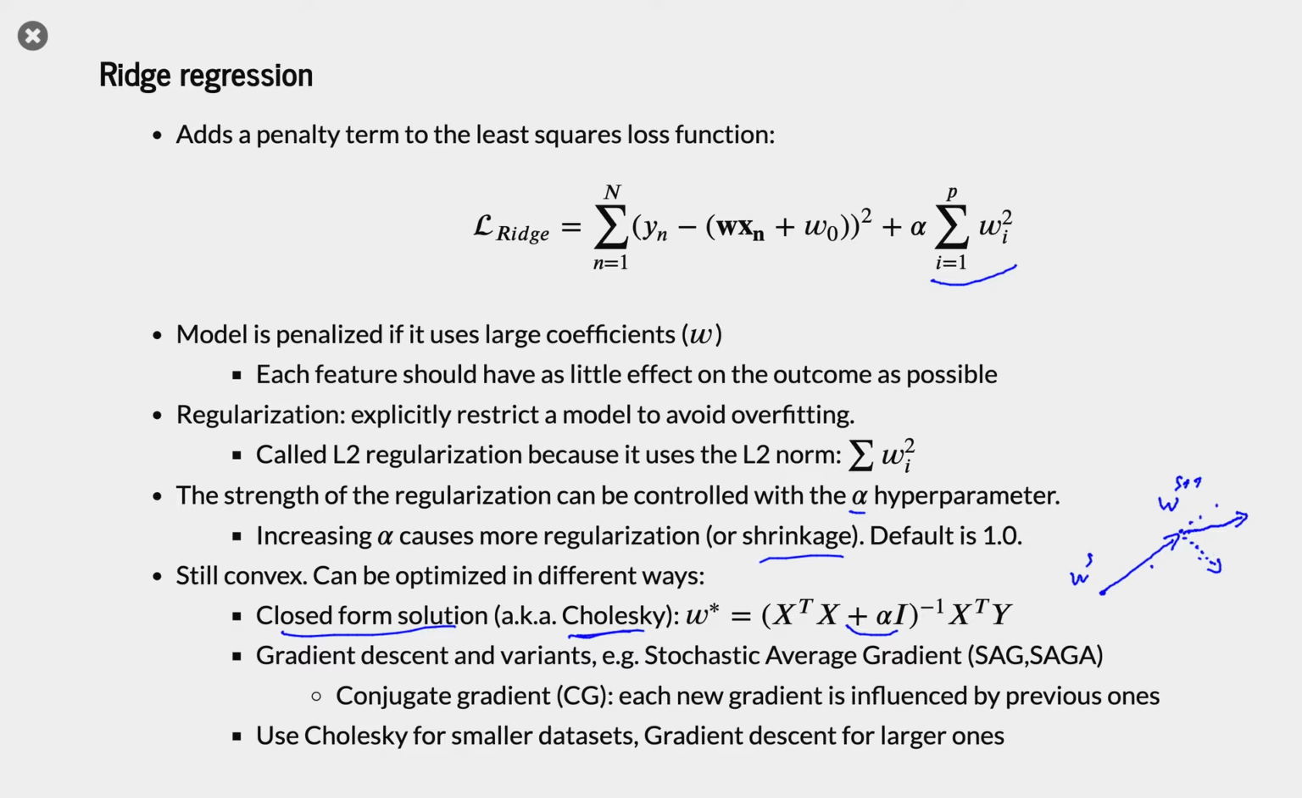It's another variant of gradient descent which ensures that your gradient updates won't zigzag so much but will ultimately still find the optimal solution. In practice, you should probably use Cholesky or the closed form solution for smaller datasets and gradient descent for larger datasets. And to choose the gradient descent method, the most popular choices are the conjugate gradient or the stochastic average gradient.